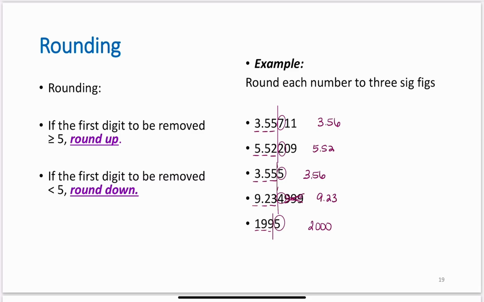I round that 5 up. Because of the 5, I'm going to round up the 9. The 9 is going to cause it to be 10, which is going to cause the next one to be 10, which is going to cause the 1 to turn to 2. I get 2,000, but I need 3 sig figs. The only way to get around that is to use scientific notation. So I'm going to write 2.00 times 10 to the third. Now I have the correct number of sig figs, and now I've rounded it properly.